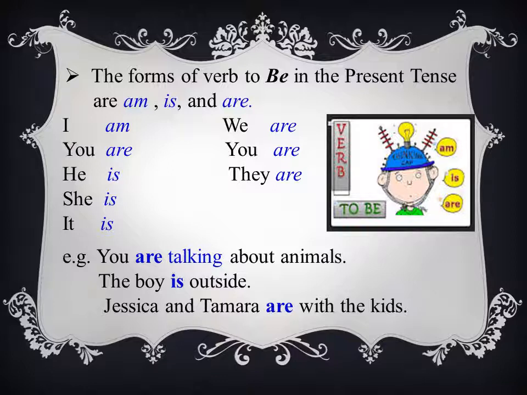Example, you are talking about animals. With the subject you, we use the form are of the verb to be. And it precedes the main verb talk. The boy is outside. The boy, the subject, we can replace it by he. So we need to use the form is of the verb be. Jessica and Tamara are with the kids. Jessica and Tamara, we can replace them by the subject pronoun they. So we need to use the form are of the verb be.